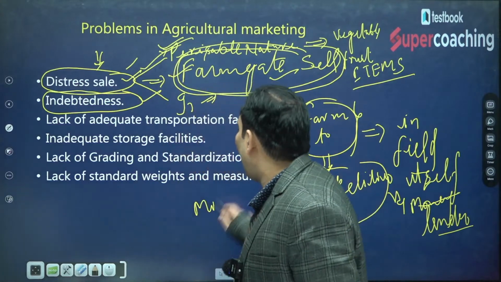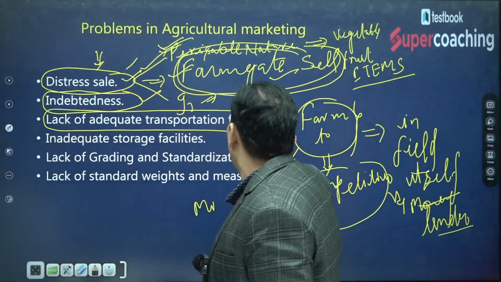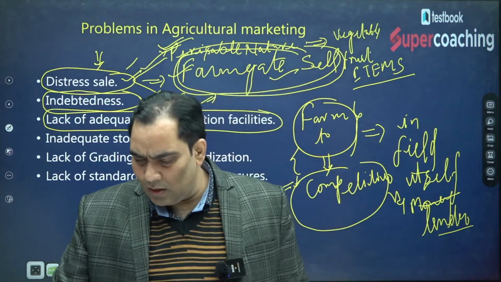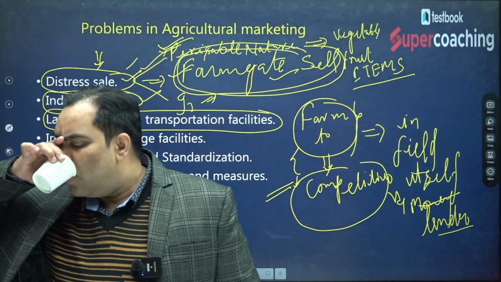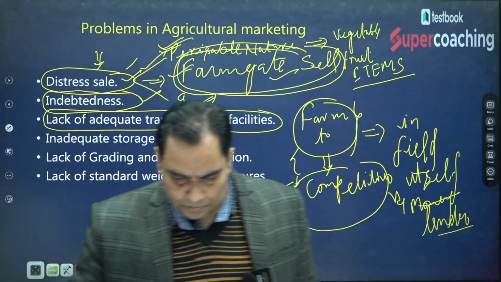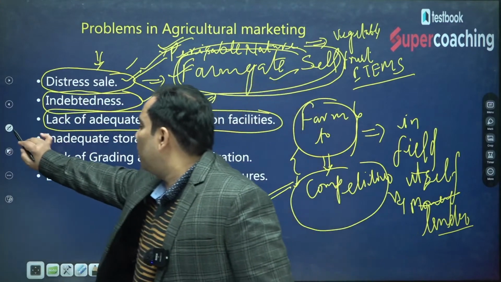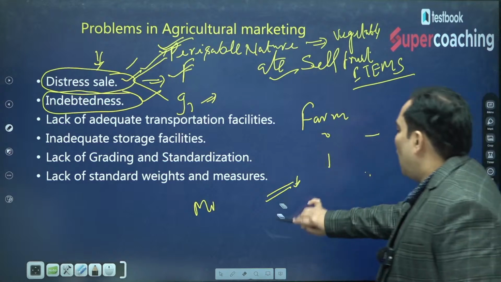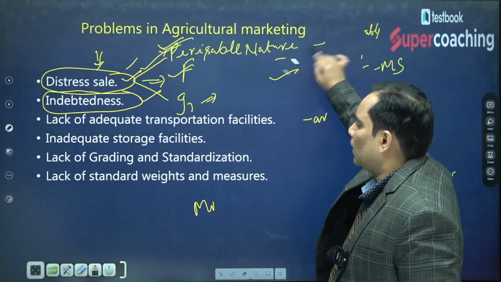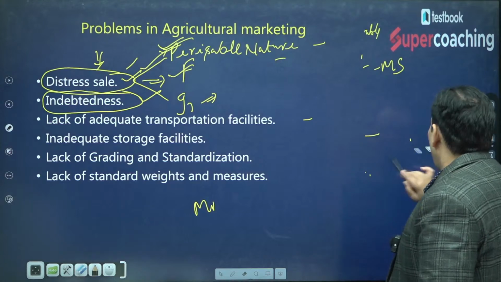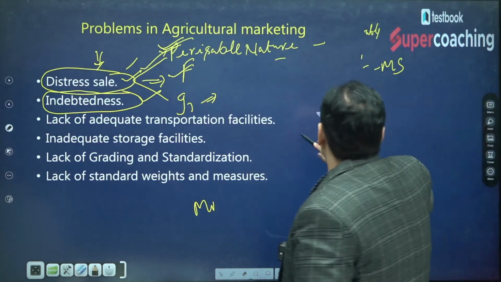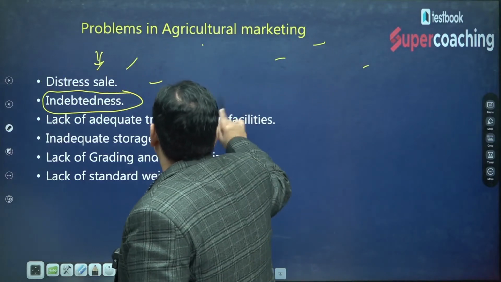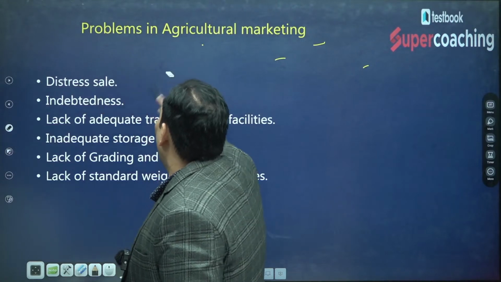The other problem was lack of adequate transport facility. What does it mean? In case of India, let me first rub this, so it must be clear to you people. When we talk about the lack of adequate transport facility, there is no proper road connectivity from the field of the farmer to the marketplace. That means there is lack of road connectivity.